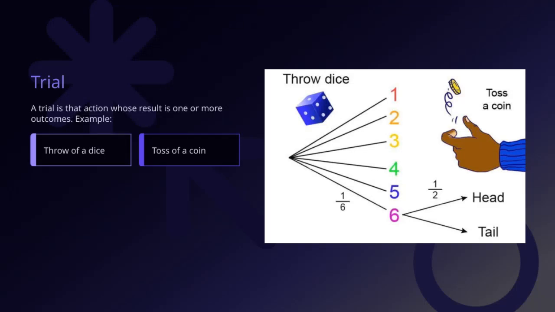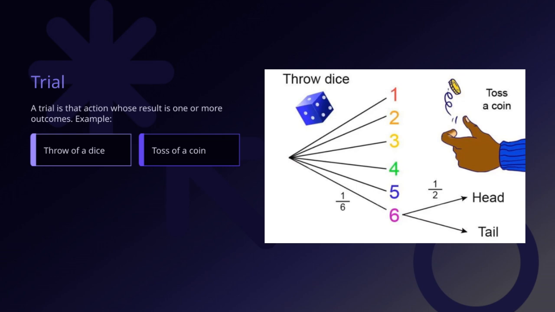Let's take a closer look at some simple examples of trials, starting with tossing a coin. When you toss a coin, there are only two possible outcomes, heads or tails. Each toss is considered a trial because it involves performing an action, throwing the coin, and observing the result.